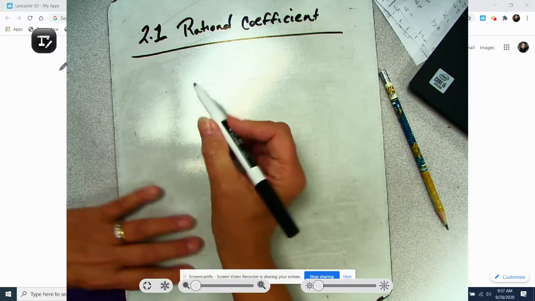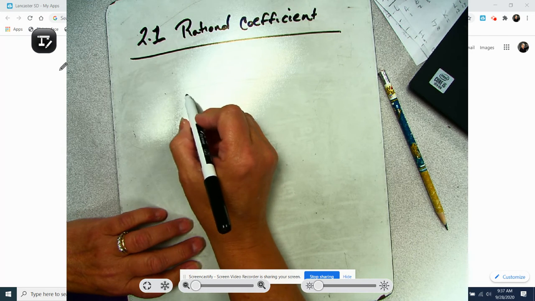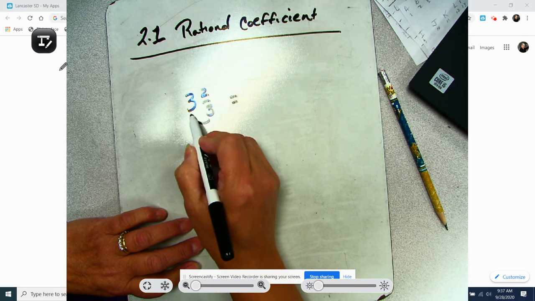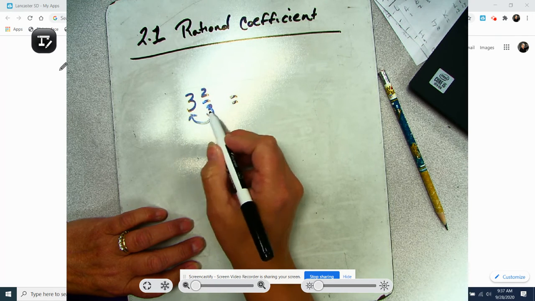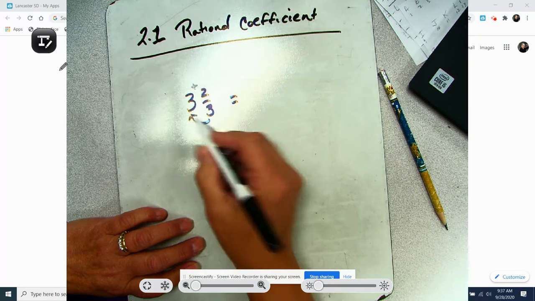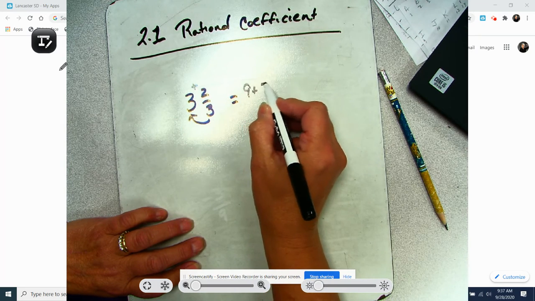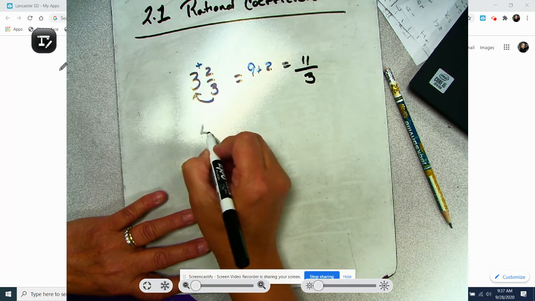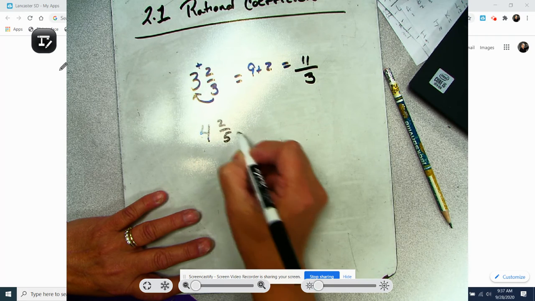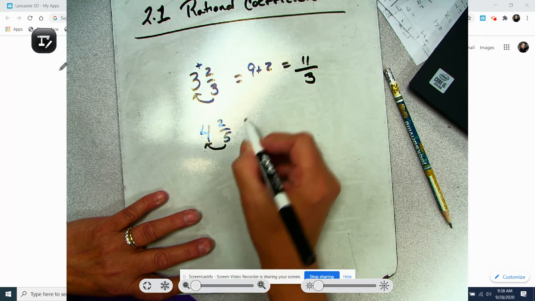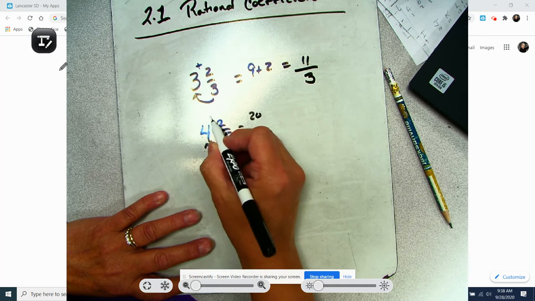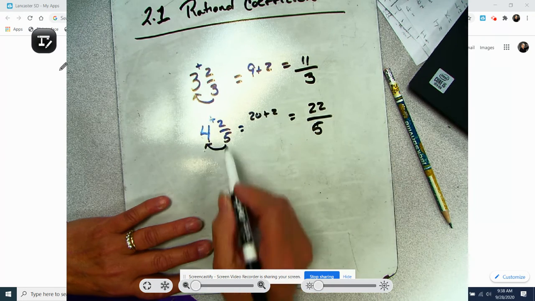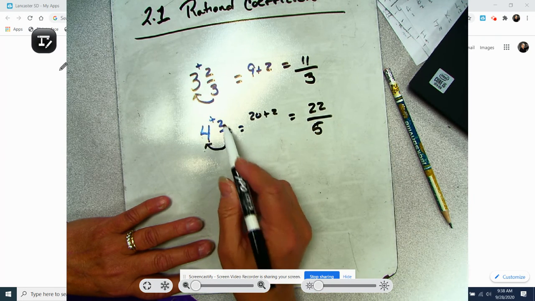A reminder on how to change mixed numbers into improper fractions. So say you have 3 2/3. To do this, you're going to multiply the whole number times the denominator. So 3 times 3 is 9, and then you add the numerator. So that would be 9 plus 2, which would be 11 over 3. So try another one. If we had 4 2/5, we would multiply 5 times 4. 5 times 4 is 20, and then we would add the 2, so we would get 22 over 5. So multiply the denominator and the whole number, add the numerator.